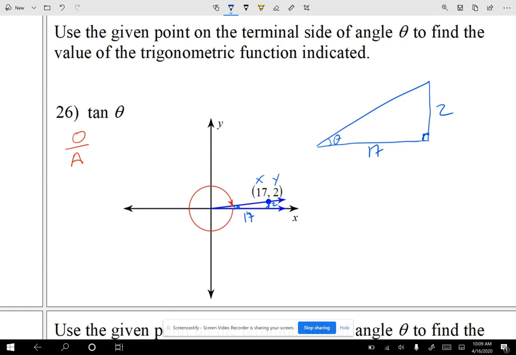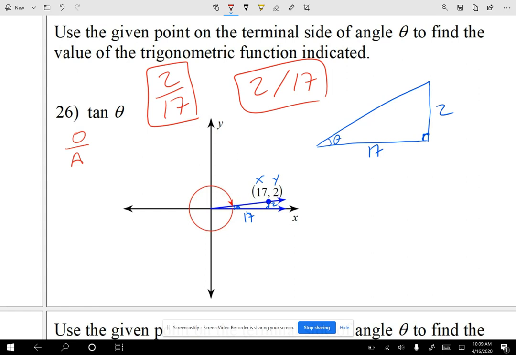All right, so it seems like I don't need to solve for hypotenuse. I have what I need. I need to do opposite over adjacent. So opposite over adjacent, I'm just going to go 2 over 17. I will type that as 2 over 17.